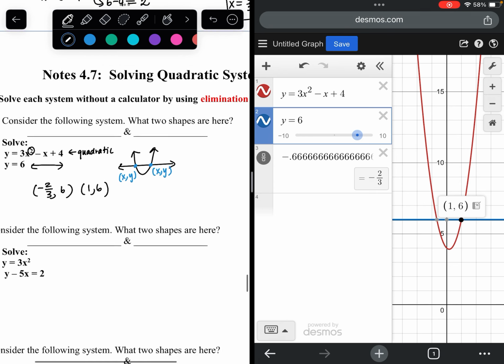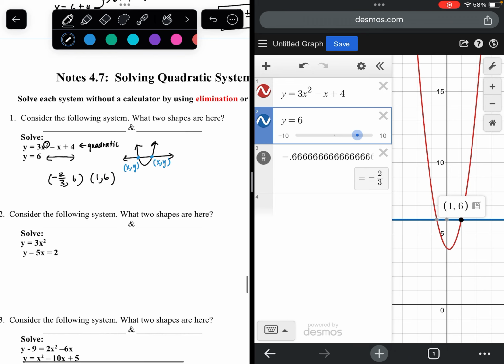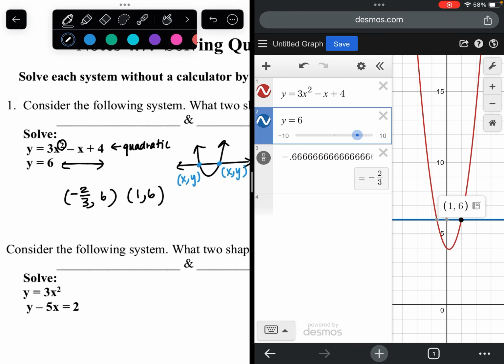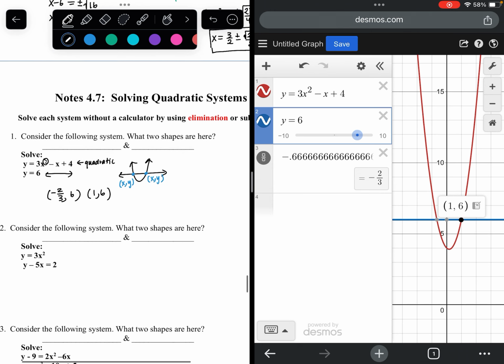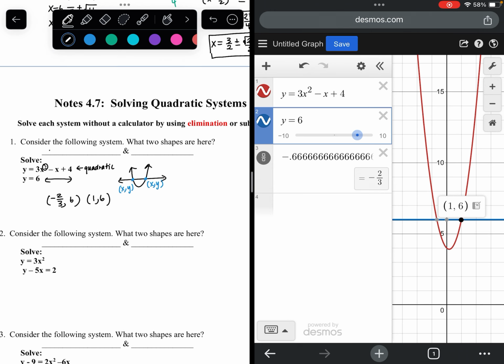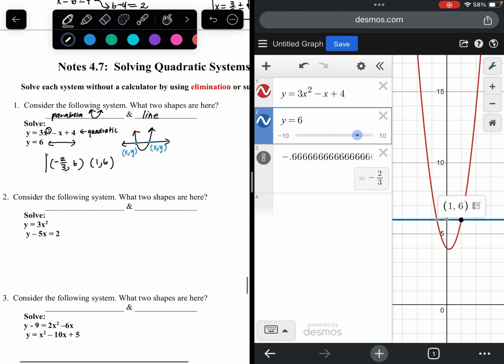Okay, and then whenever you're solving a system with x and y, you need to report both as your solution, both ordered pairs. And so the two shapes here are a parabola, which is the U shape, and a line. And so our solutions end up being negative 2/3 and 1, 6. And so you're not always going to have a calculator, and so we have to be able to solve this without graphing it.